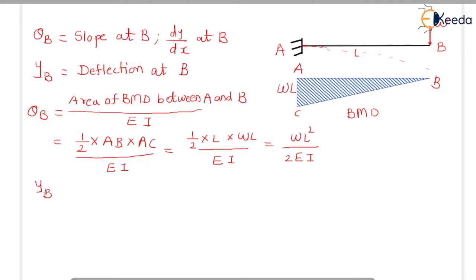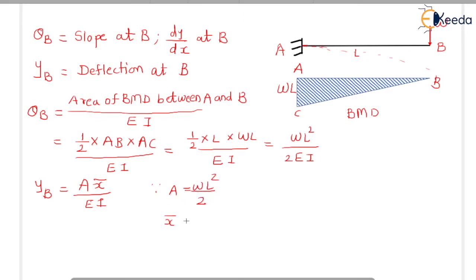What is the deflection? Deflection YB is equal to A into X bar divided by EI. This is the formula. Now the area we know: the area is half into AB into AC, that is half of WL square. So let us substitute. We know that the area is equal to WL square by 2, and X bar.